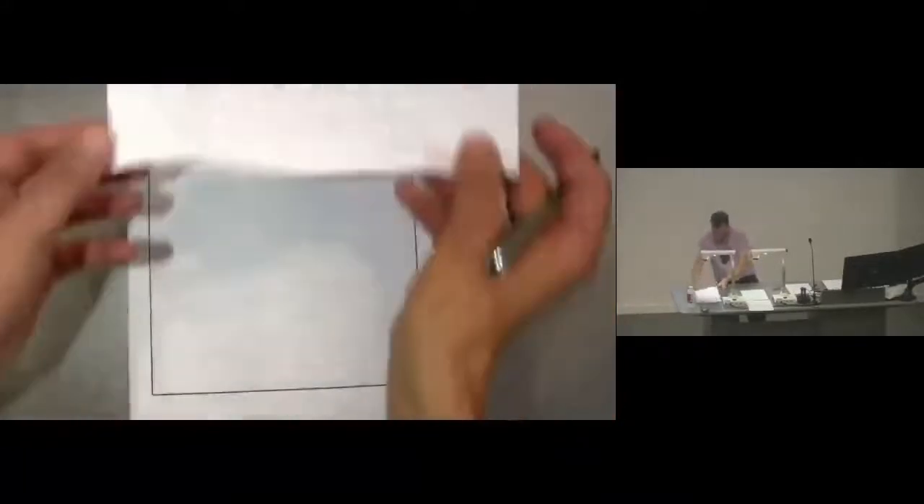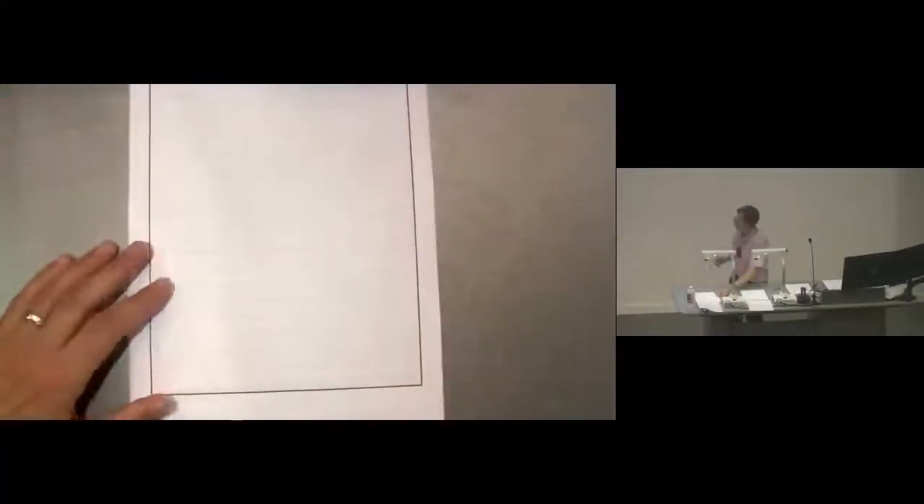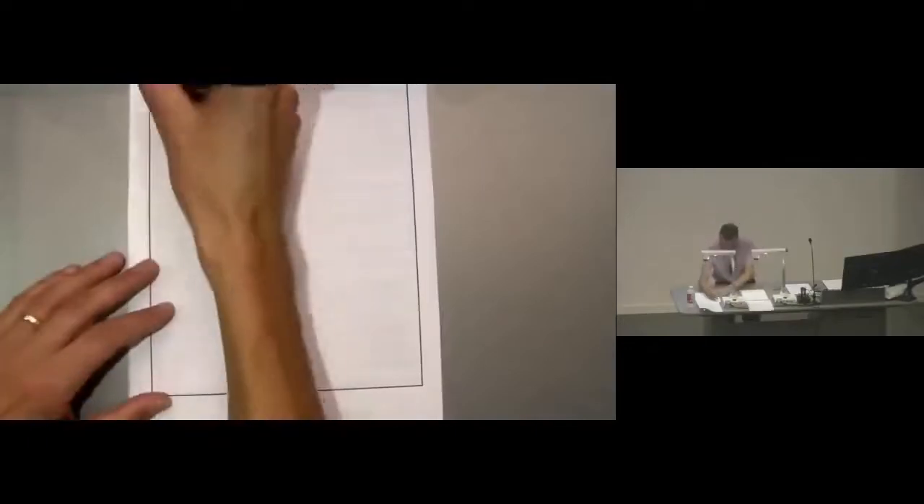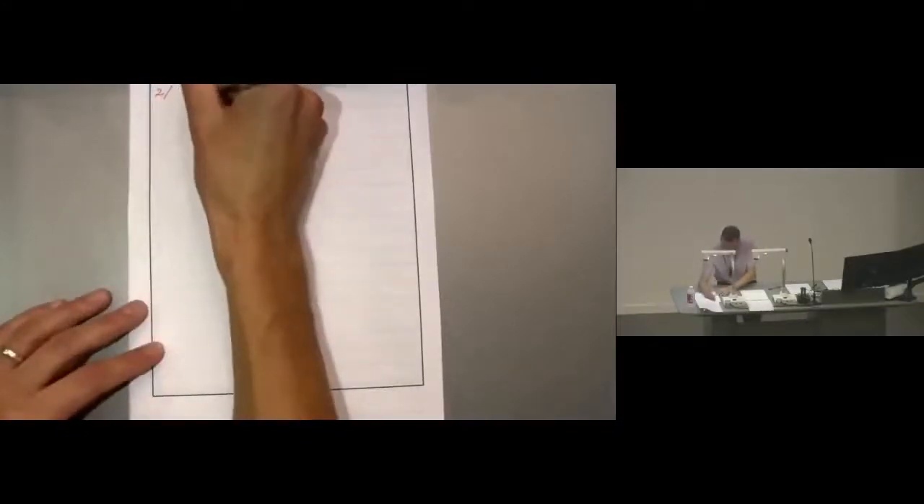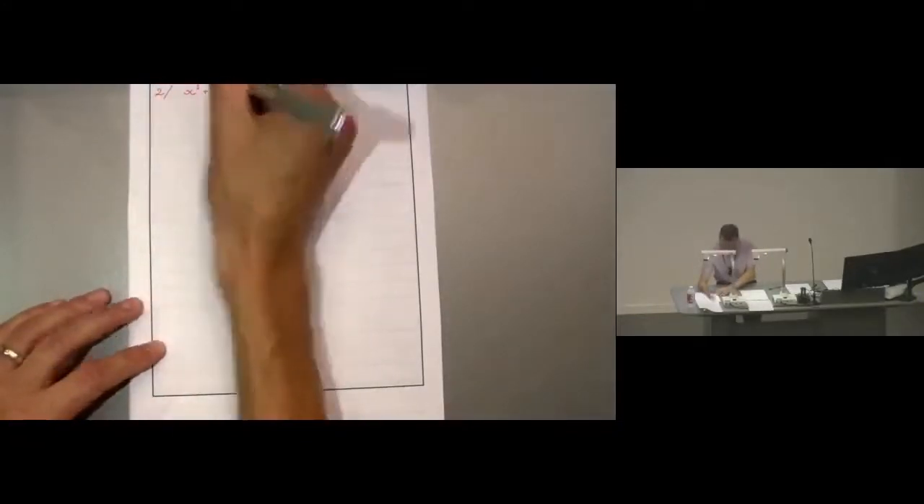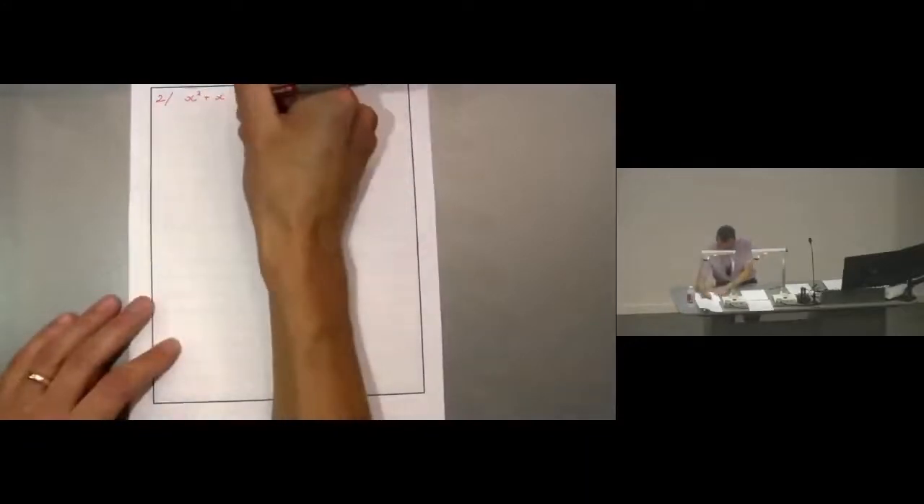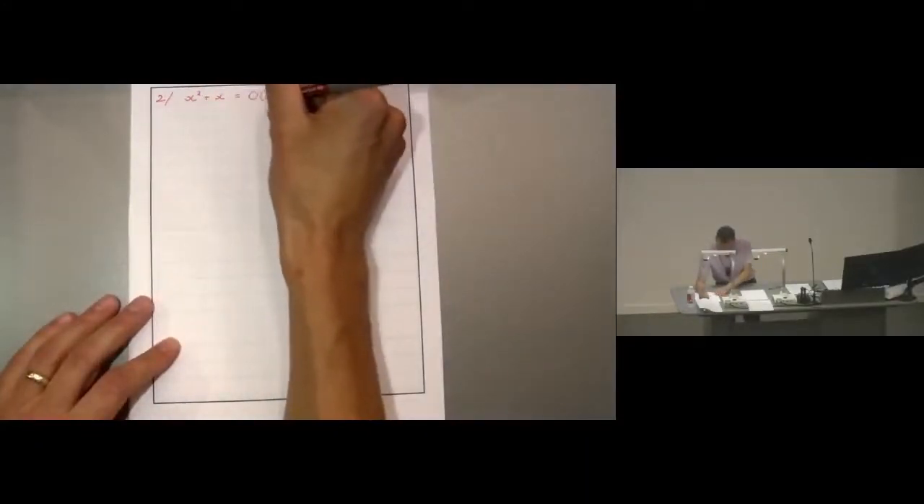Okay, let's just look at another example. So let's look at the function x squared plus x. And let's think about the behavior as x goes to infinity in this case. So my claim is that x squared plus x as x goes to infinity is big O of x squared.